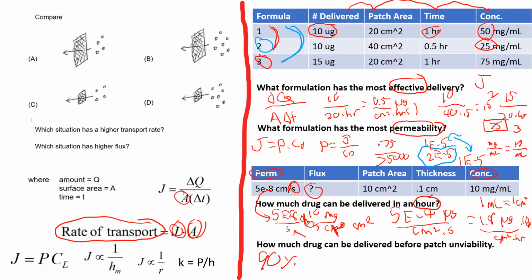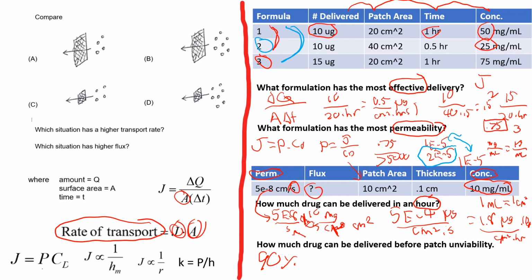So to find out how much drug will be delivered before there's 90% left, how do we do that? First we need to find the amount of drug in the patch, and we can actually get that from this table really easily. One thing we know about how much drug is in the patch is that there's 10 milligrams per milliliter, but how many milliliters is a patch? How does that even work?